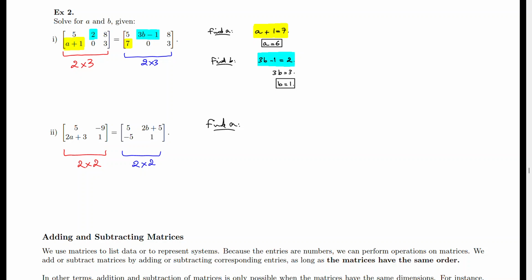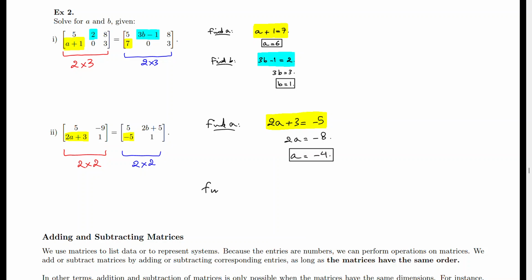So where is a at? a is in this corner, so it must be equal to that corner. So I'm trying to say 2a plus 3 has to be equal to -5. That means 2a has to be -5, and we're going to subtract 3 from that, so it's going to be -8. Therefore, a needs to be -4 for this to work, for the two matrices to be equal. And that's one of the two missing variables.